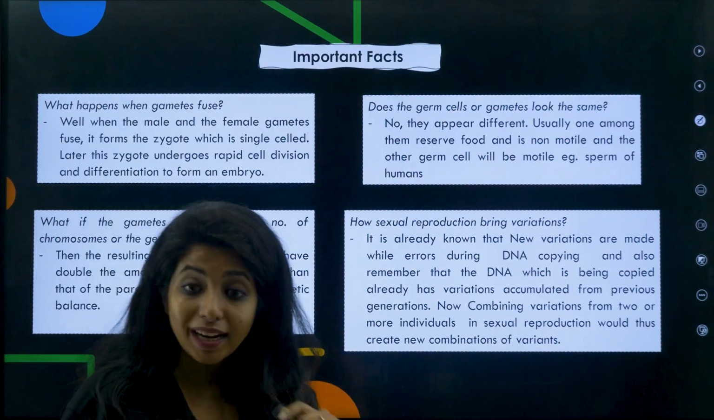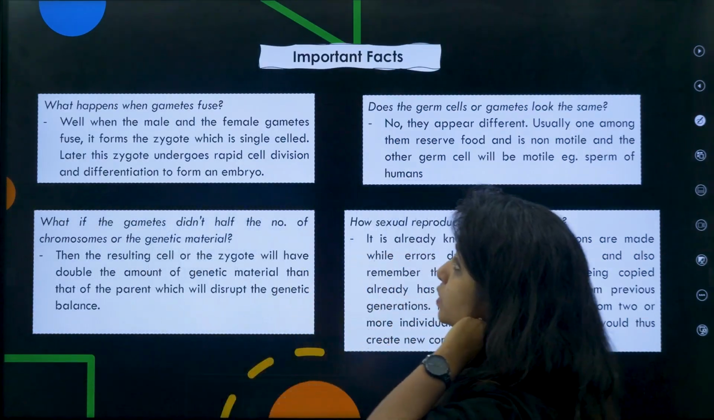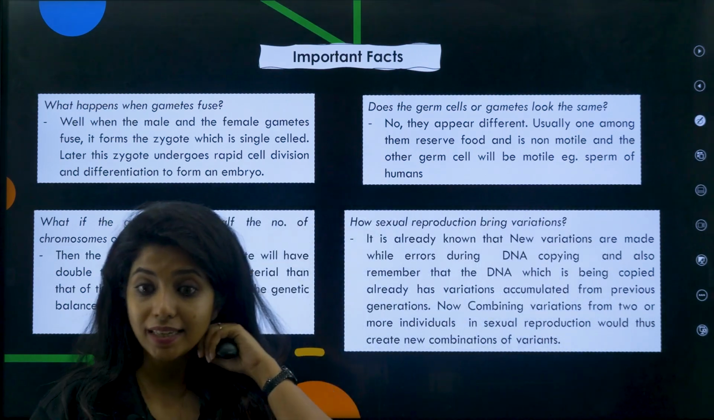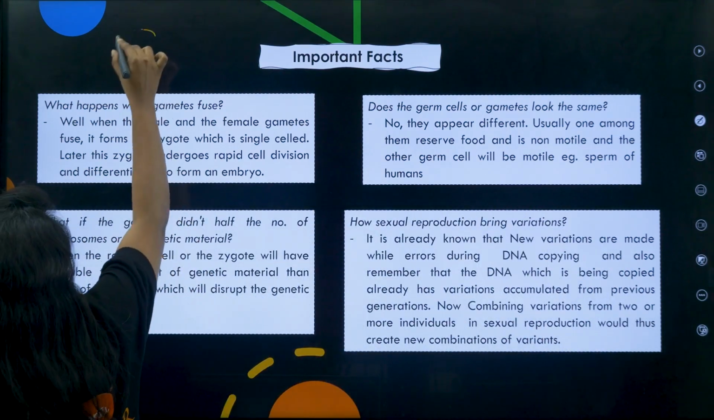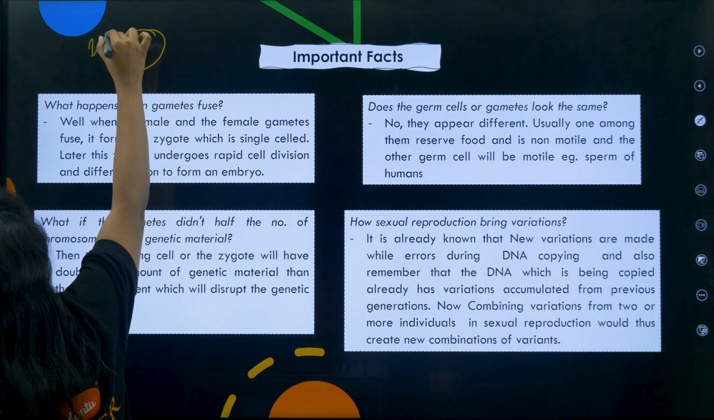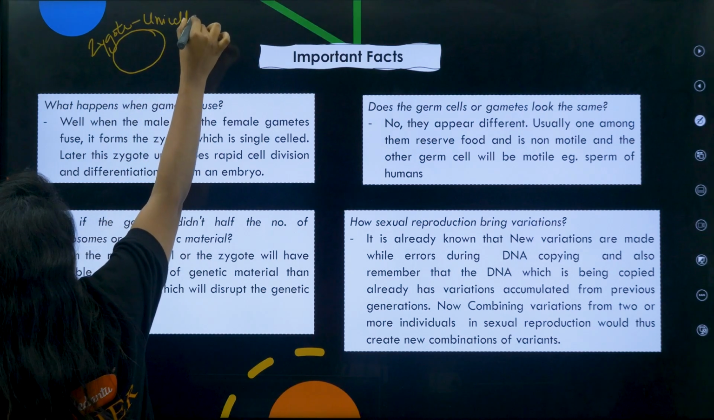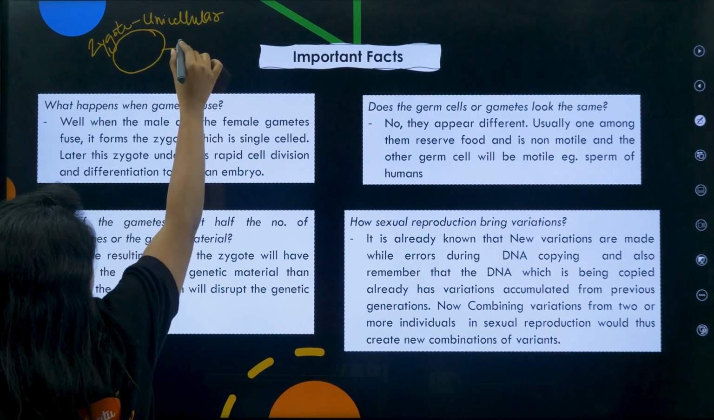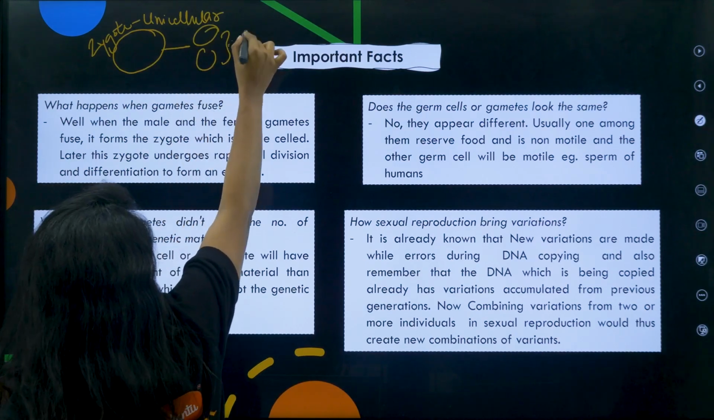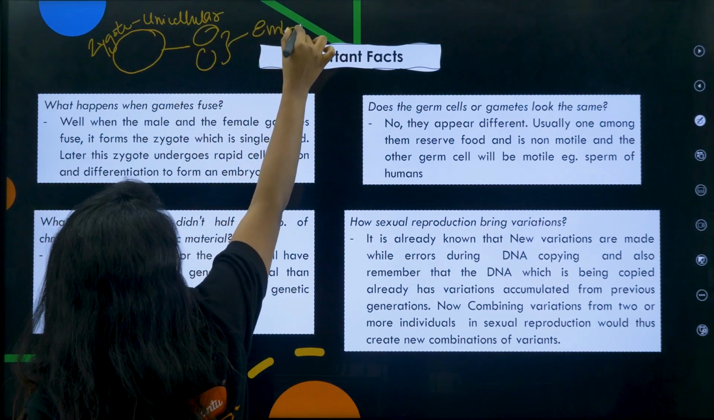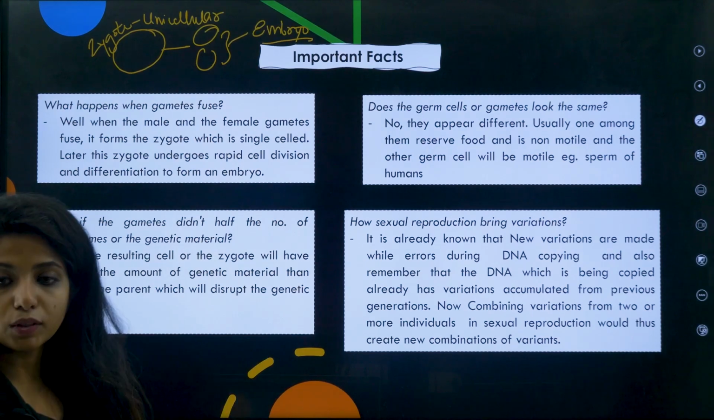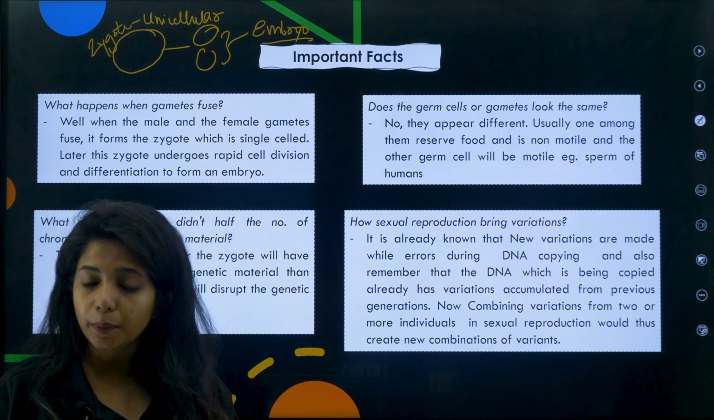Now there are important facts as well which you need to know. What happens when the gametes fuse? They form, as I said, something that is known as zygote. And the zygote which is formed, no children, it is unicellular. It is just made up of one cell. Now when the zygote divides into two, what does it form? It forms an embryo.